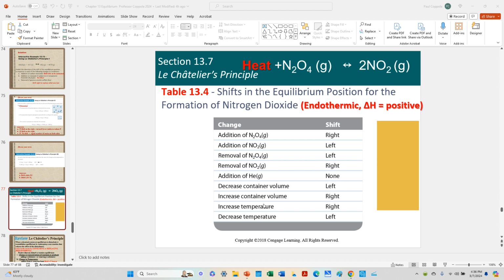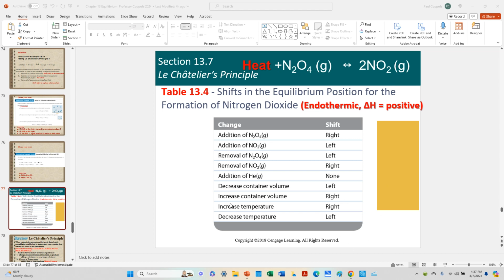If I add helium, it's not part of the equation, it's going to have no effect, so no shift. Now remember, I can either say I increase pressure, or I could say I decrease volume. When you decrease volume, you're increasing the pressure. In that case, it's going to go toward fewer moles to offset that pressure, because fewer moles have less pressure. So we have 1 mole here, we have 2 there, so it's going to shift left. On the other hand, if I increase the volume of the container, it's the same thing as decreasing the pressure. Now the stress is a decreased pressure, so it wants to go to a condition where there's more pressure. To make up for that, here's 1 mole, here's 2, so it's going to shift to the right.